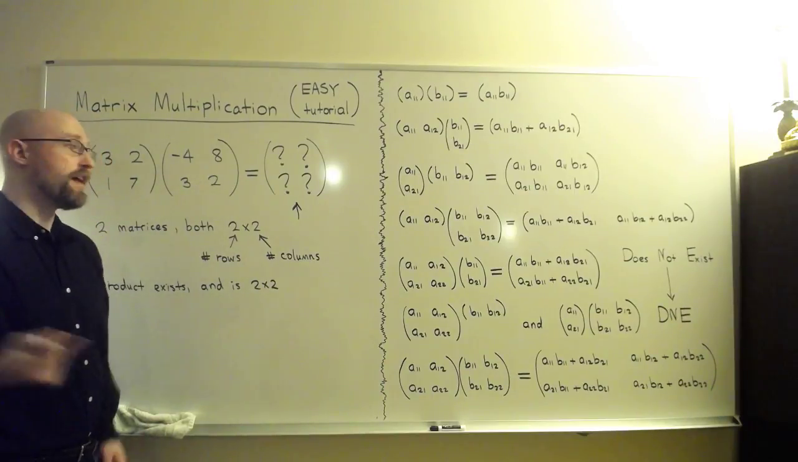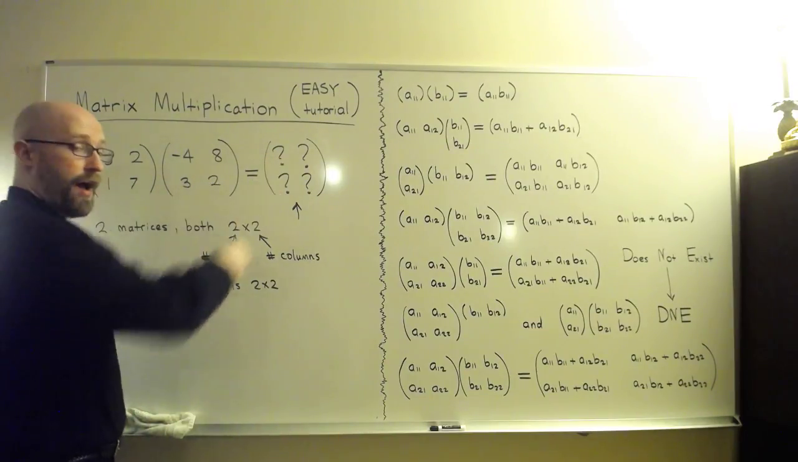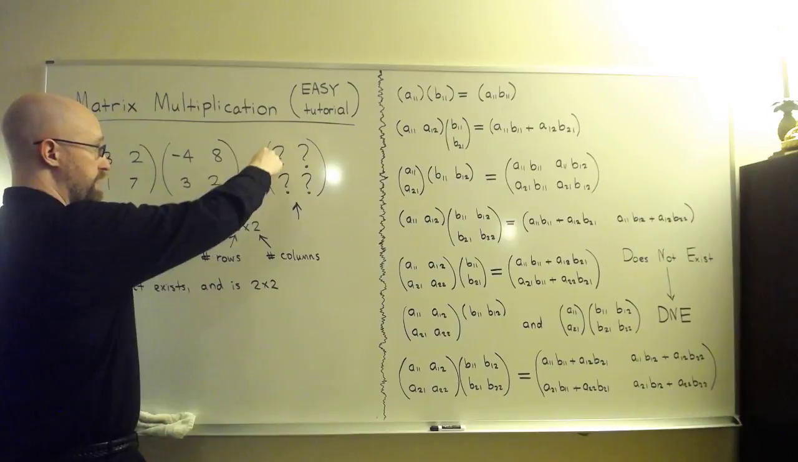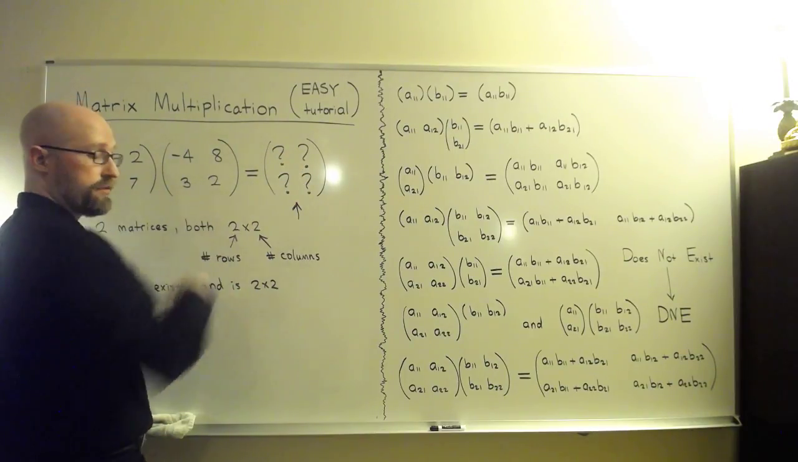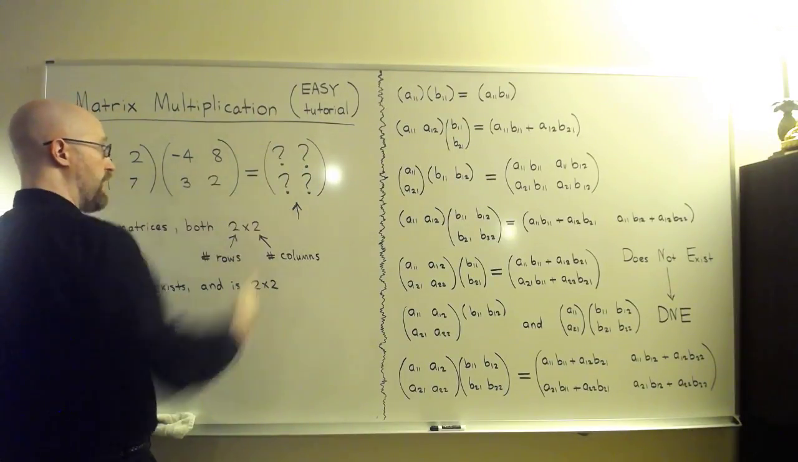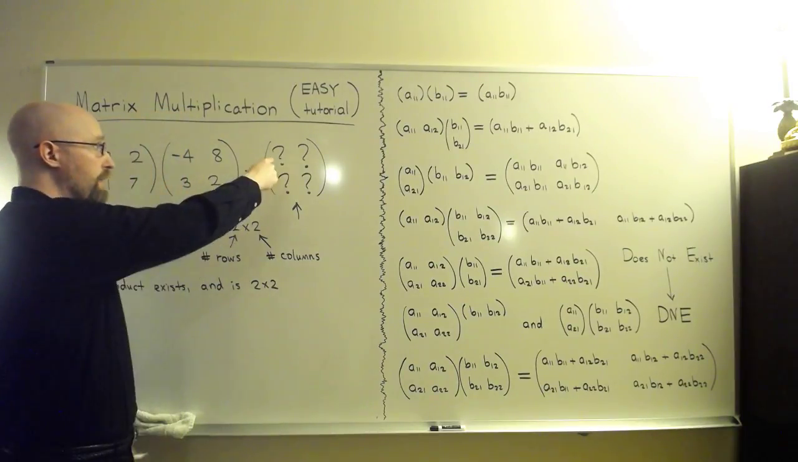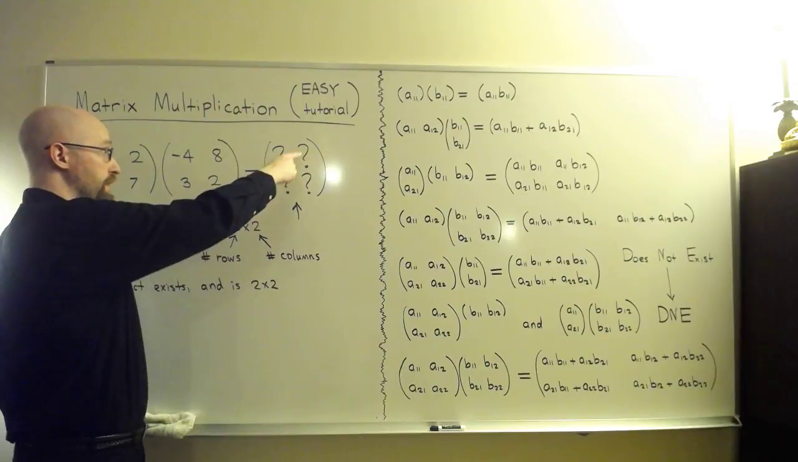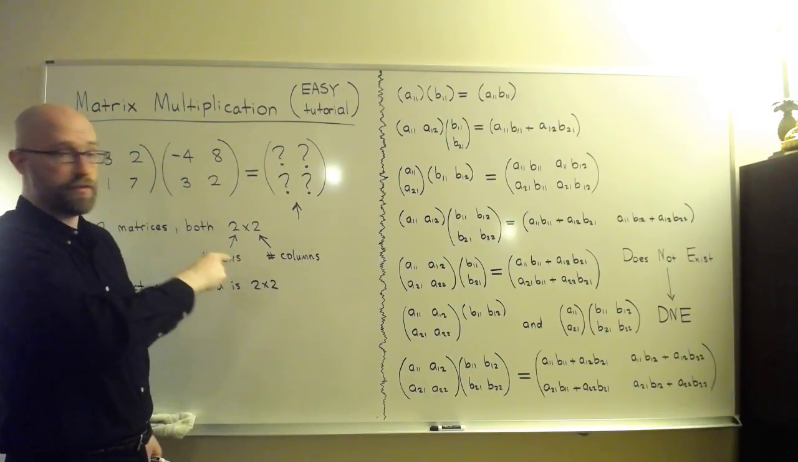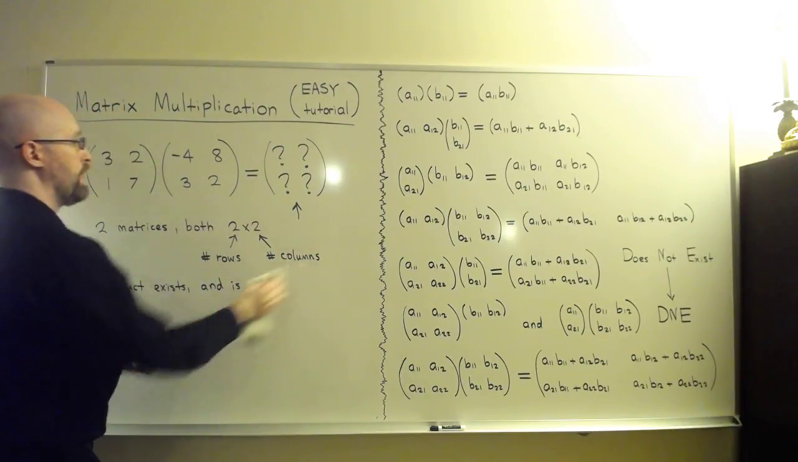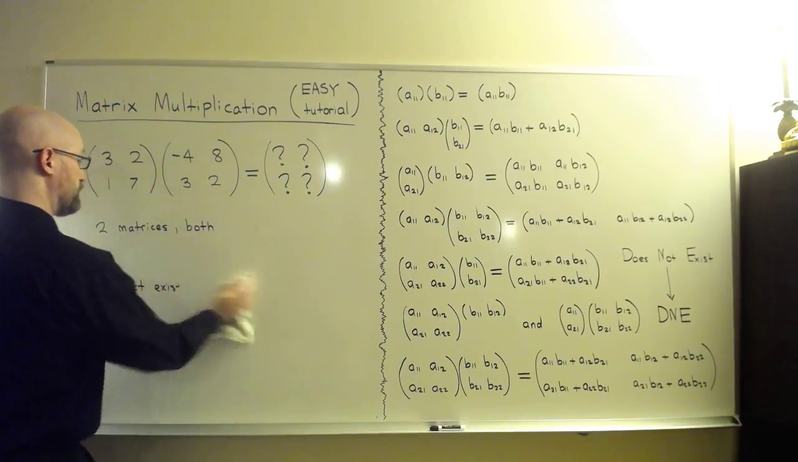Now in order to find that product, that means I have to specify 4 entries, because I have to tell you the first row and the second row, or equivalently, the first column and the second column. So what I'm going to be telling you is just the mechanics of how to find the top left entry, the top right entry, the bottom left entry, the bottom right entry. So this is how you do it.